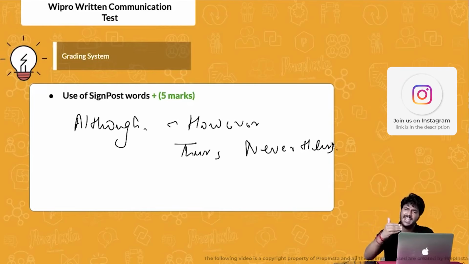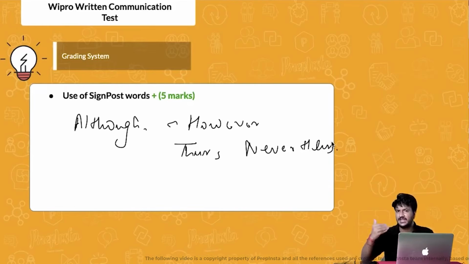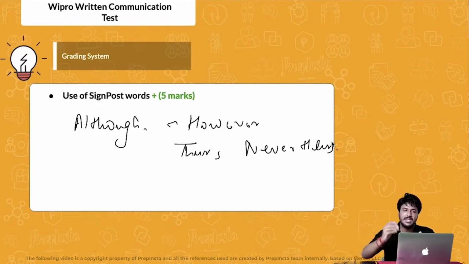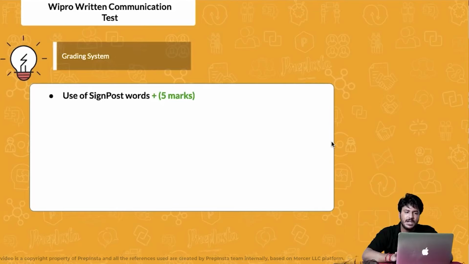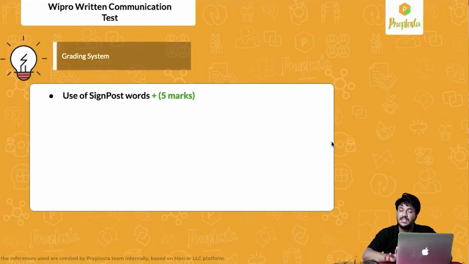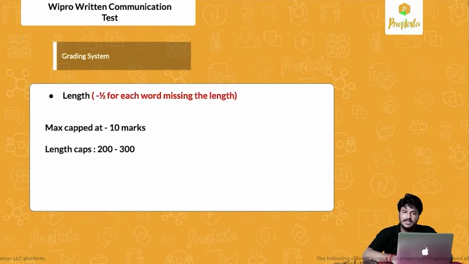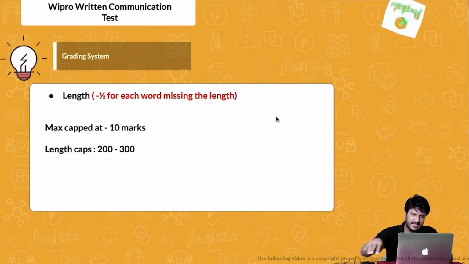So ideally, I will suggest using at least 5 to 7 signpost words. You can use more than that, but not below 5, because that is what I will suggest. 5 marks are given for the usage of signpost words in the essay writing section or the written communication test of Wipro, right? Okay, then this is the most important and the very basic thing.